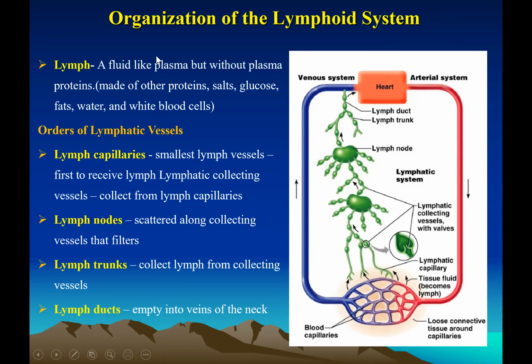Lymph is very similar in chemical composition to plasma, but it doesn't have some of the main proteins. It does, however, have a lot of salts and glucose, all your lymphocytes and water.